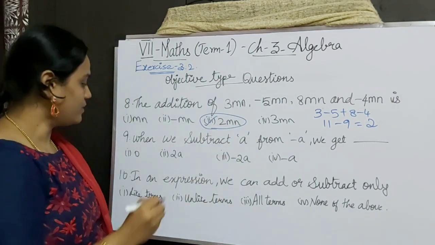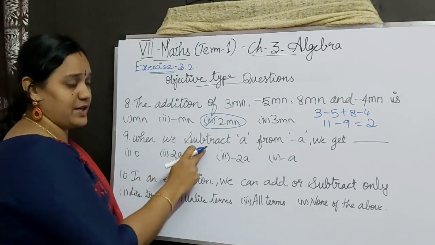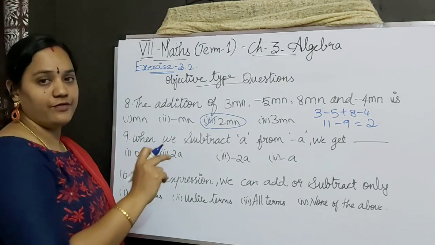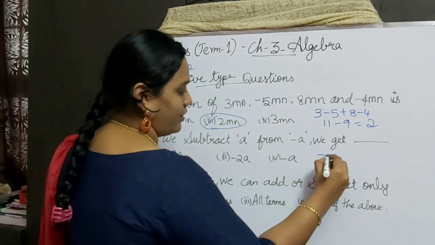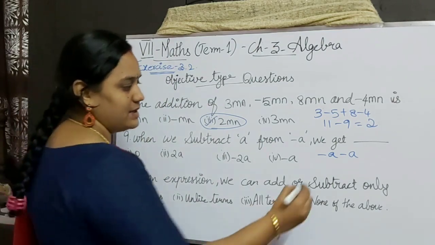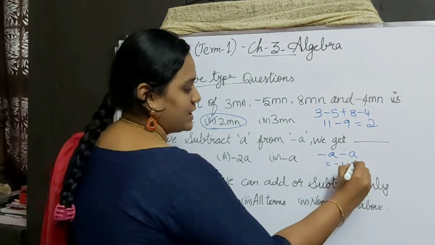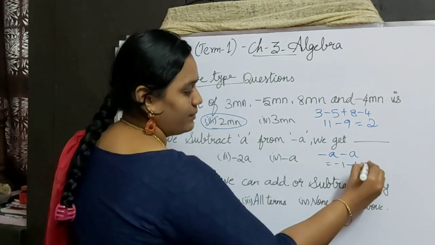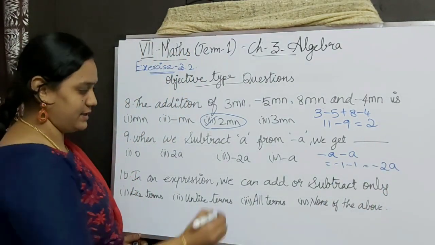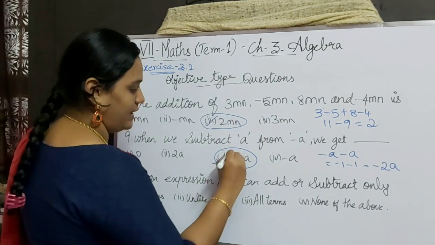Okay, next one. When we subtract a from minus a, we get... minus a we have to write first, a we have to write next, and in between we have to put one minus. So coefficients are minus 1, minus 1. What is minus 1 minus 1? Minus 2a. That is your answer. So minus 2a is your answer.